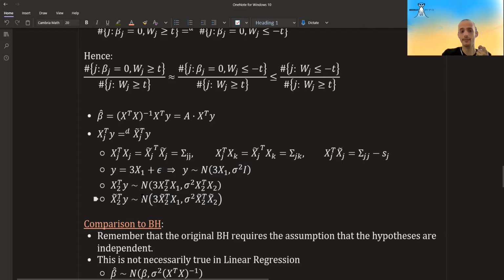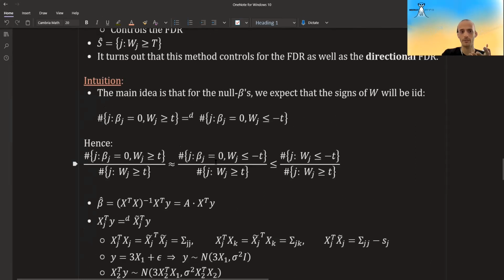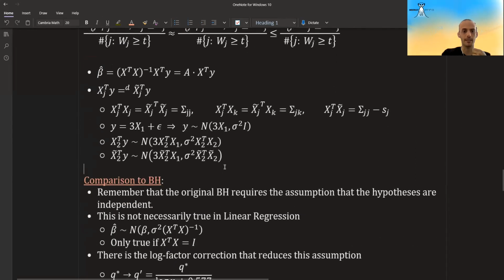And notice this wouldn't be the case if we used x1, because x1 transpose x1 is one thing, but x1 transpose tilde x1 is this thing over here. It's not the same. So it won't be the same here, and it also won't be the same here. So it's only true for the null. And this, I hope, gives you even more intuition into the knockoff method.